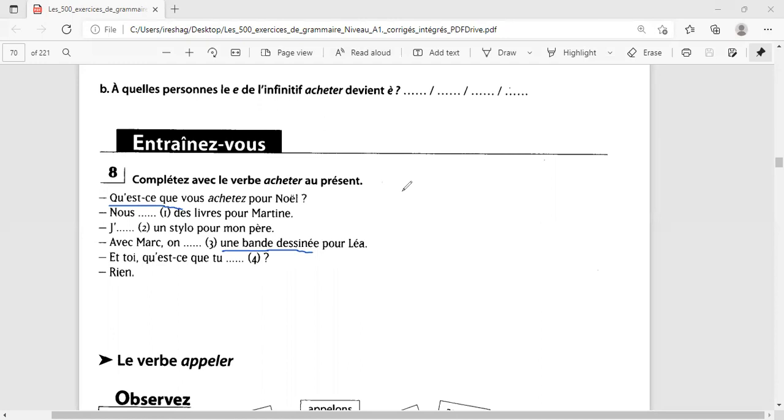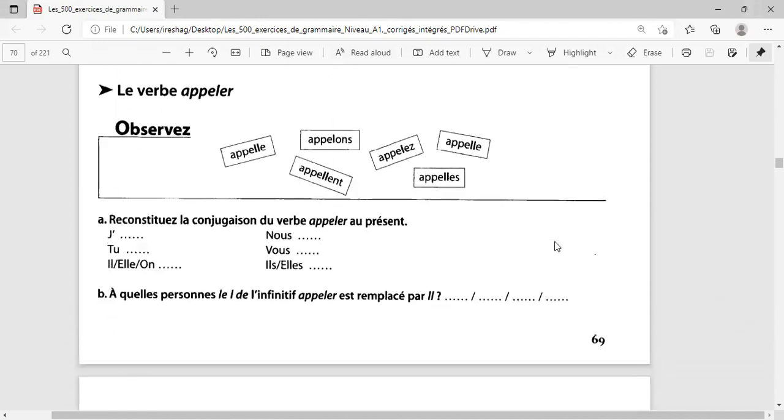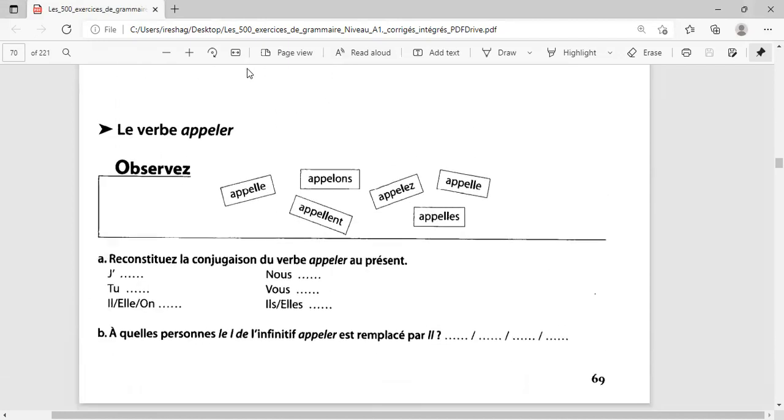Bande dessinée. Et toi, and you, qu'est-ce que is what, tu achètes. Et toi, and you, what you buy. Rien means nothing. Rien, nothing. And then you are coming to verb appeler again. You have the infinitive verb here. You are supposed to fill in the blanks with the conjugations and note what is the difference of this verb. What is the particularity of this verb? Do it.